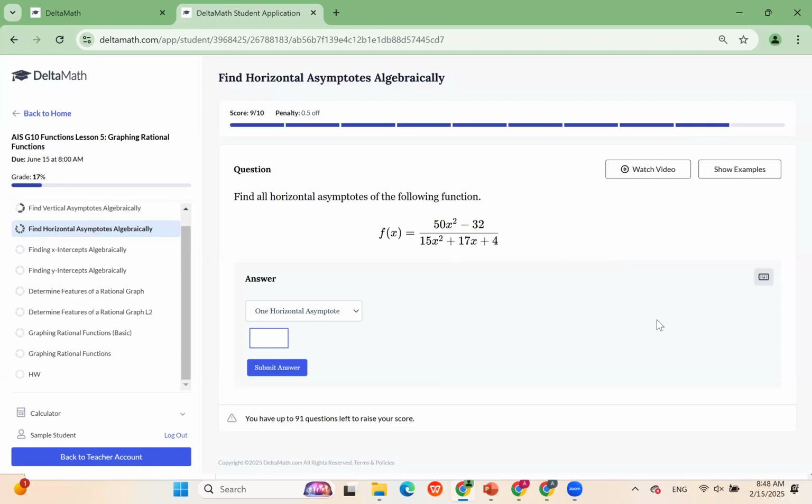For this expression, we can just cancel out all of these. We get 50x power 2 over 15x power 2. And these will cancel out as well. So 50 over 15 and divide by 5, you get 10 over 3. So y equals 10 over 3.